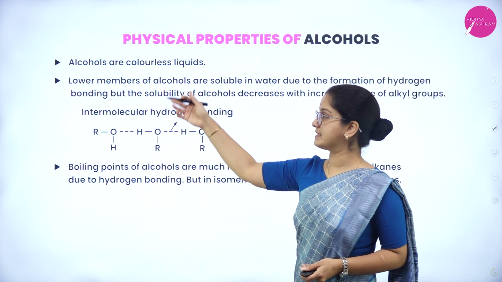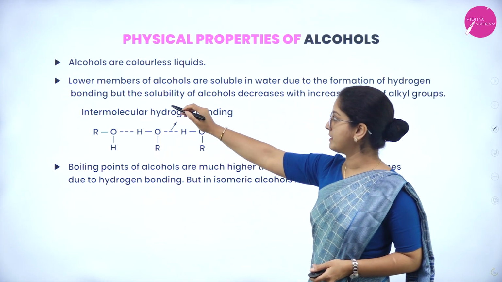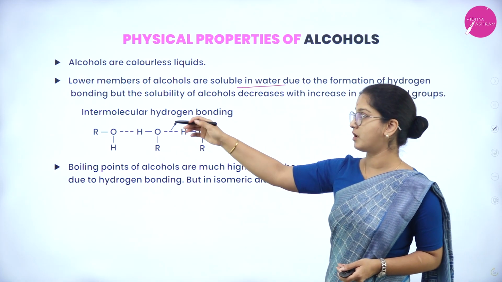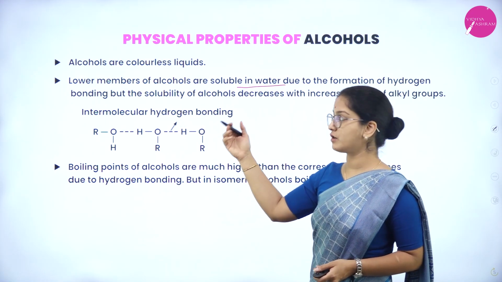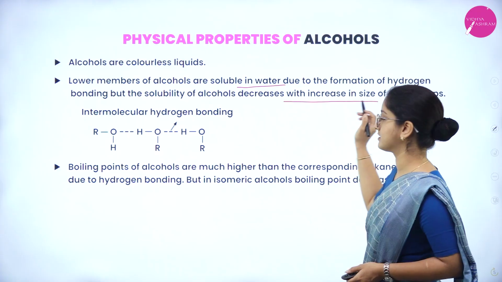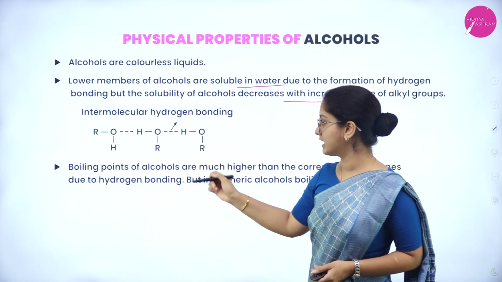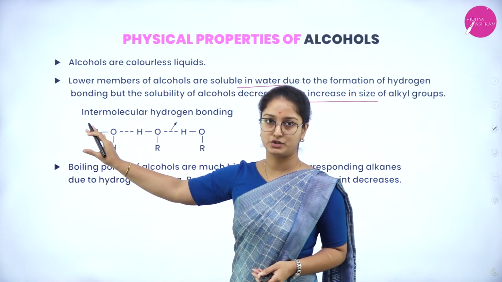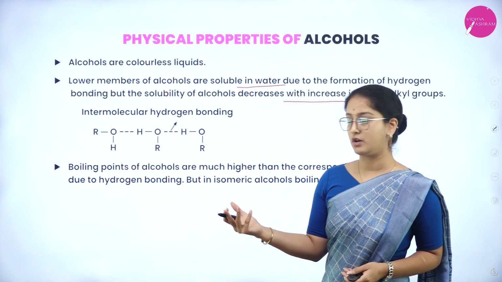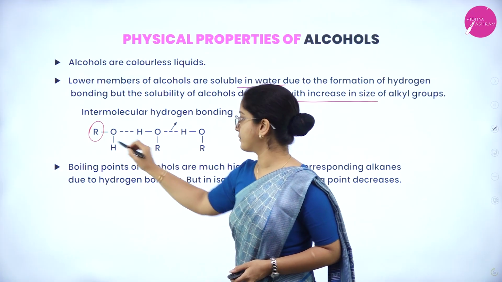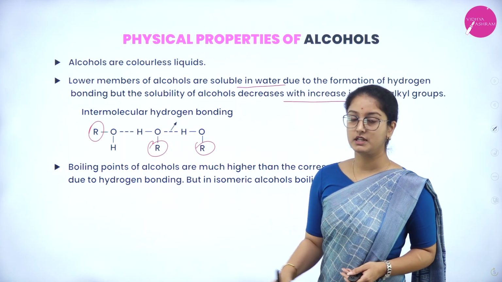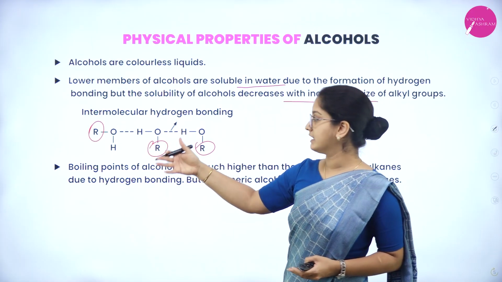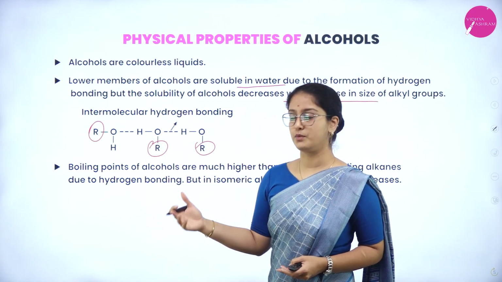Alcohols are basically colorless liquids. Lower members of alcohols are soluble in water due to the formation of hydrogen bonds, but the solubility of alcohols decreases with increase in the size of alkyl groups. Here is a representation of alkyl groups and hydroxyl groups attached to each other, making it an alcohol. Here we can see R represents alkyl or aryl groups. If the size of the alkyl or aryl groups increases, then the solubility in water decreases.